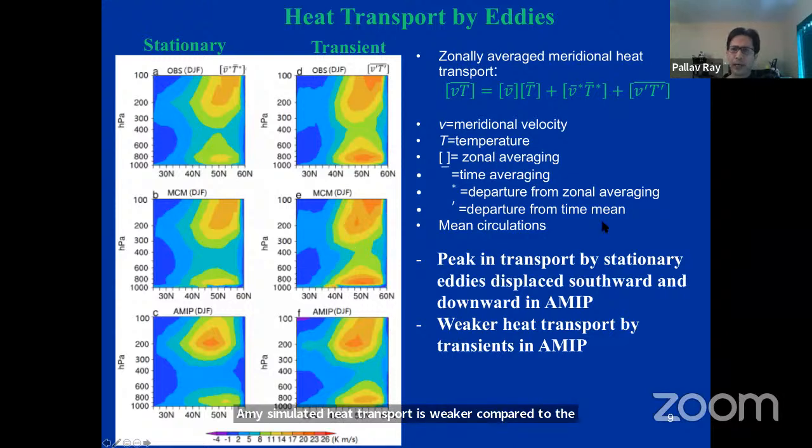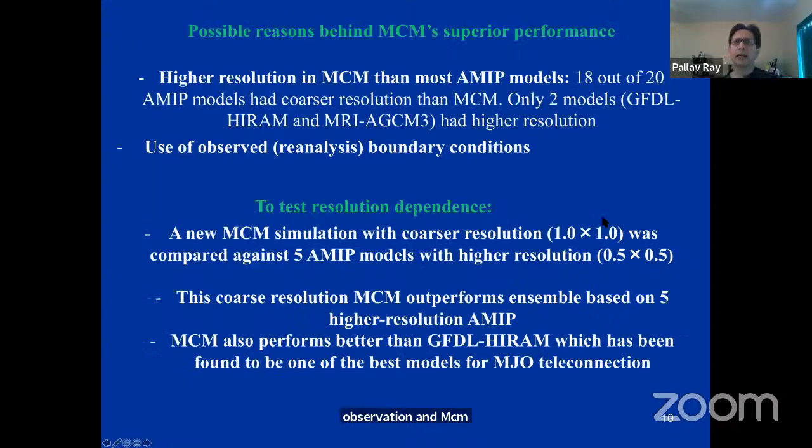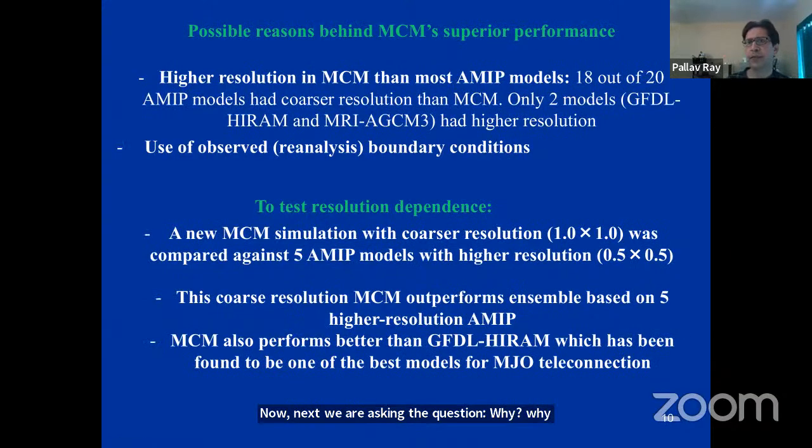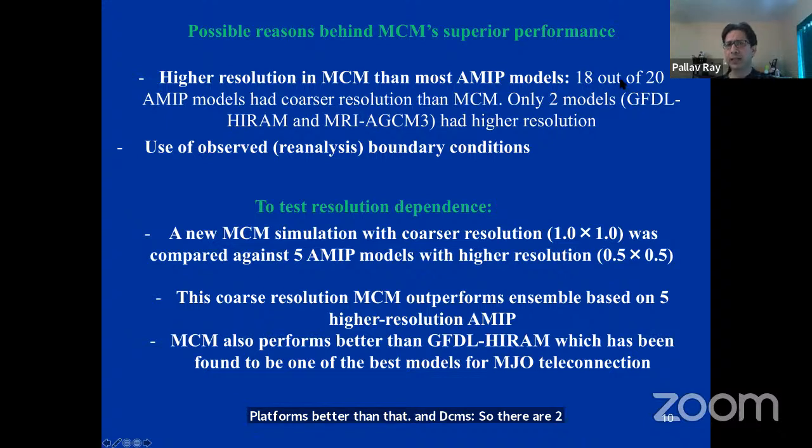Next, we are asking why the MCM performs better than the GCMs. There could be two possible reasons. One is high resolution in the MCM, because it turns out that 18 out of the 20 AMIP models had coarser resolution compared to the MCM. The other possibility is that we are using observed boundary conditions that can constrain the model simulation.